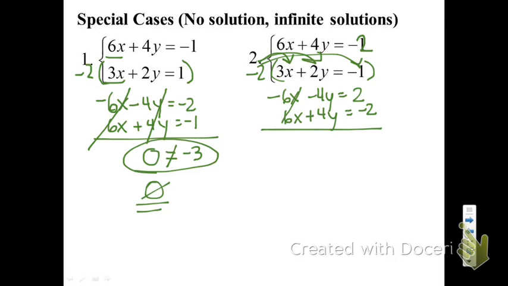Then what happens is these subtract out, you're left with 0 equals 0. 2 minus 2 is 0. If you get to this situation where you do have a true statement and you have no variables, that means you have infinite solutions because these two lines are exactly the same.